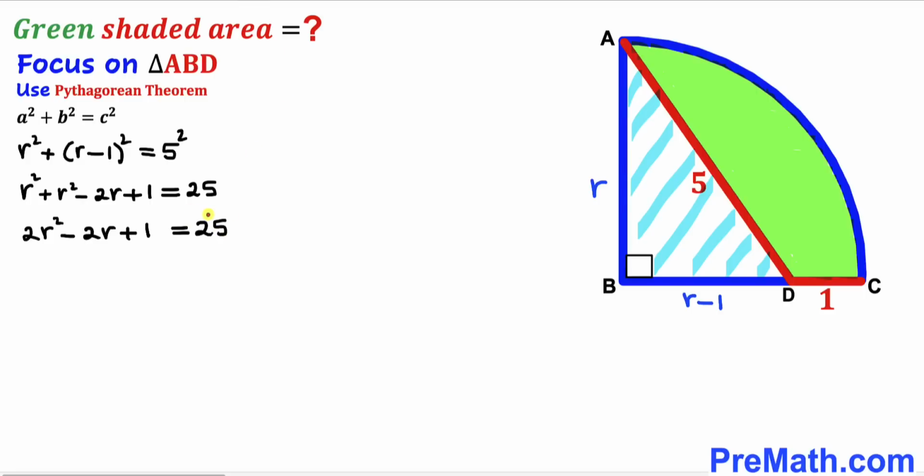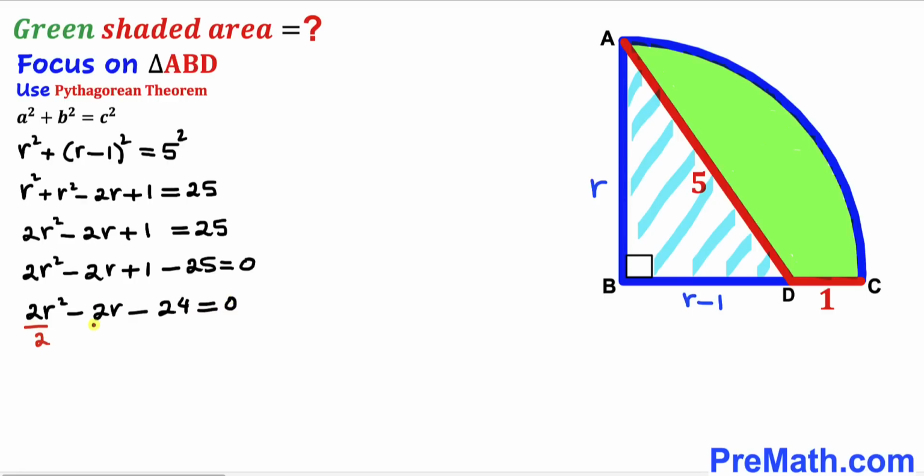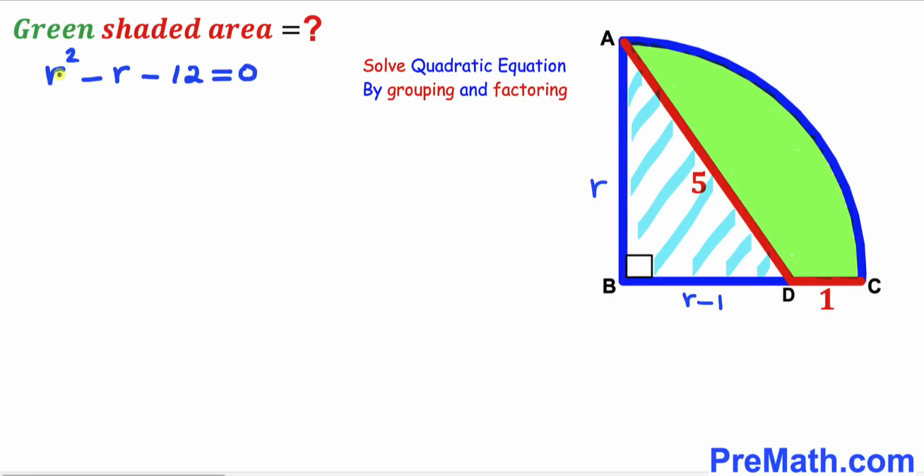Now I am going to move this 25 to the other side. So we can write 2r square minus 2r plus 1 minus 25 equals 0. Let's simplify further. We get 2r square minus 2r minus 24 equals 0. Now I am going to divide by 2 across the board, dividing each and every term to make our job simple. That gives us r square minus r minus 12 equals 0. So we end up with this quadratic equation, r square minus r minus 12 equals 0.